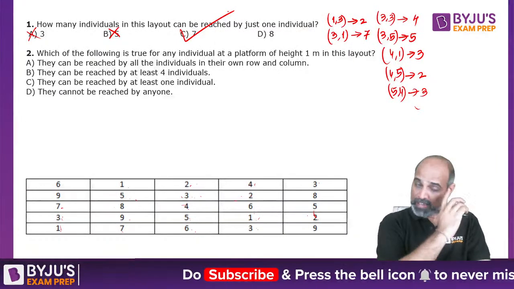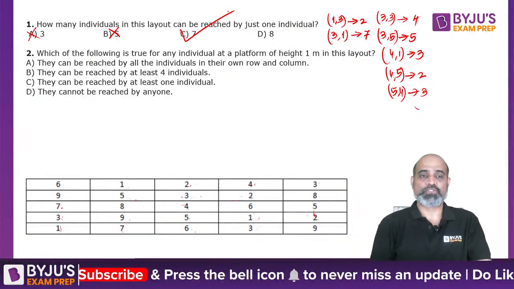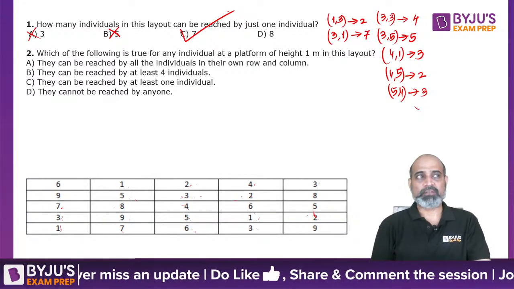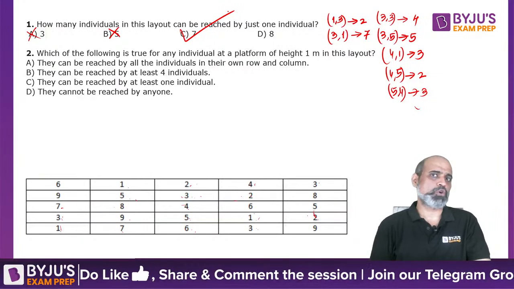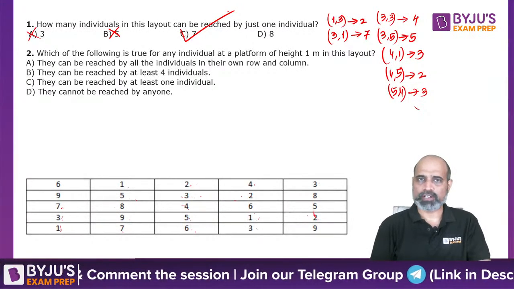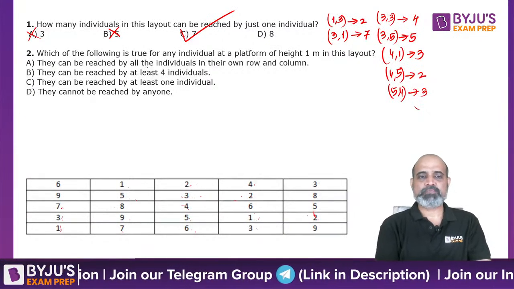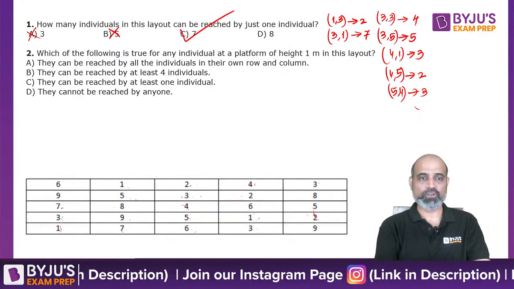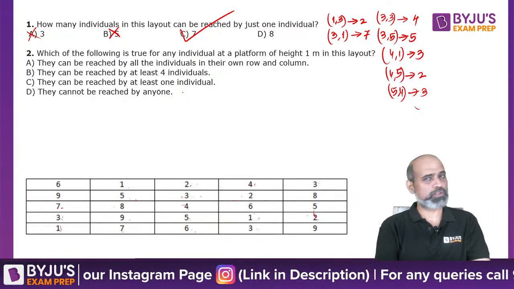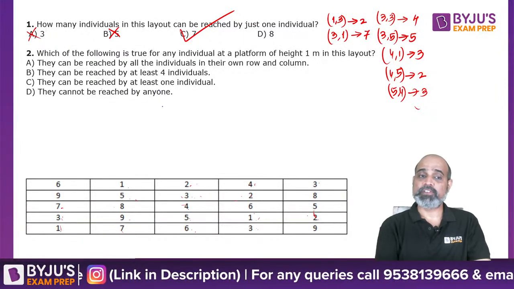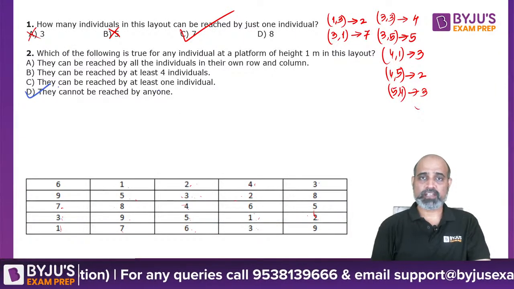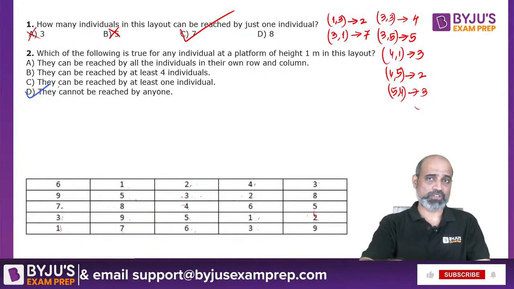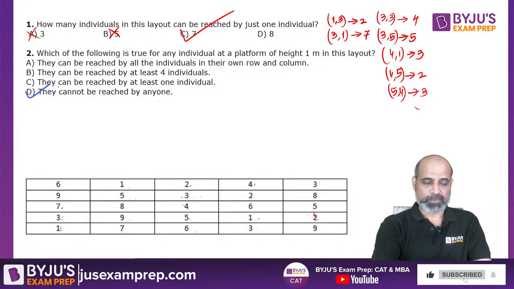Okay. Next, which of the following is true for any individual at a platform of height 1 meter in this layout? 1 meter वाले के आसपास में अगर कोई है, no, 1 पे कोई नहीं पहुंच रहा, right? They can be reached by all the individuals? No. They can be reached by at least 4 individuals? No. They can be reached by at least 1 individual? They cannot be reached by anyone, right? Obviously, 1 पे पहुंचने के लिए somebody should have a value less than 1, but we don't see any 0 or negative values. So D will be our answer.